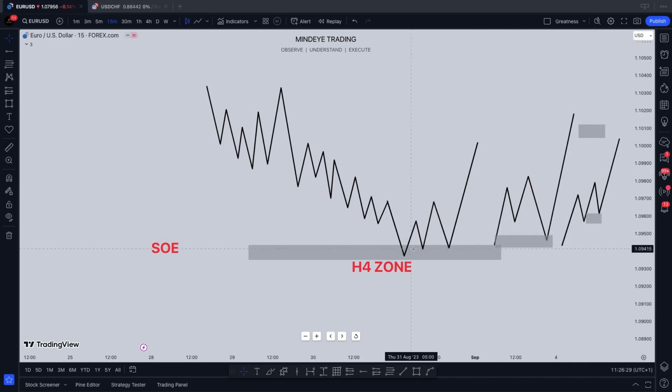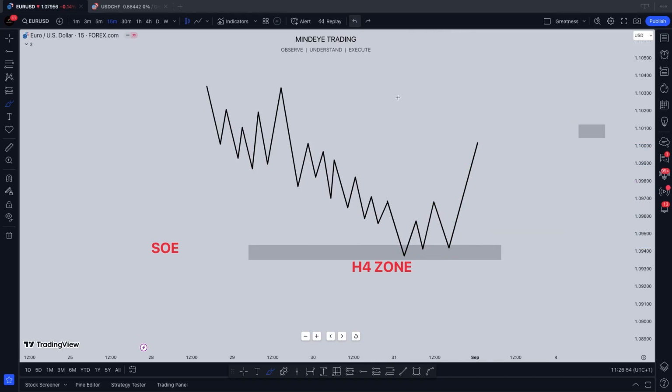So while you'll be patiently waiting for your area of interest to take your buy from, all you just have to do is wait for a change of character, which is usually formed when two highs are formed and two lows are formed. Then the third low becomes where you are willing to take your buy from to the upside. So that is change of character and how to identify it. It must be at your point of interest or area of interest before you look to take the trade.